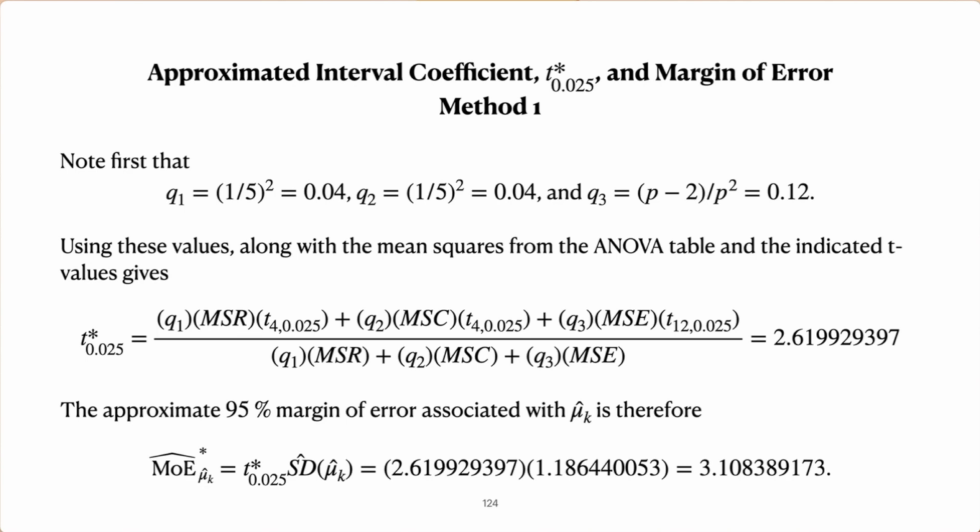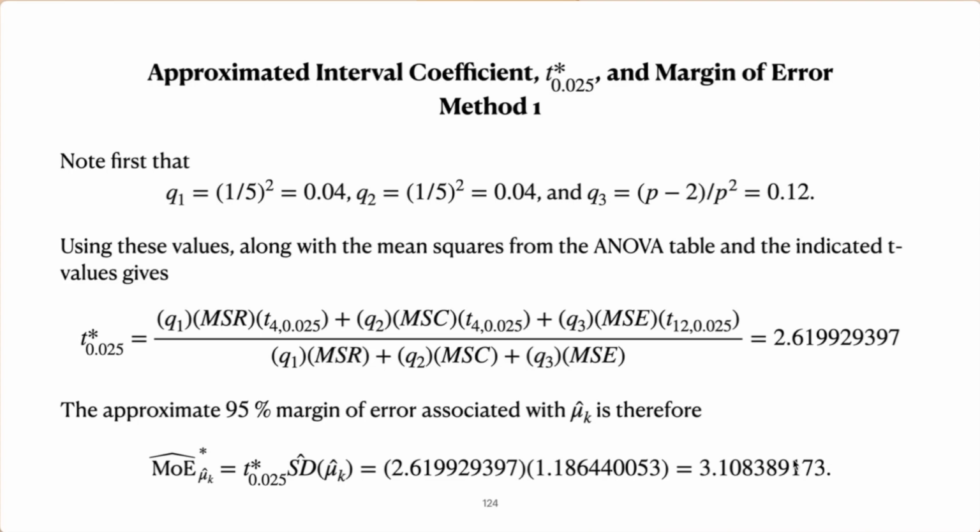Now, in order to construct the confidence intervals, we need an interval coefficient. And because this is not a contrast, the interval coefficients have to be approximated. The number of degrees of freedom associated with the interval coefficient is unknown, and so it has to be estimated. And so remember that there are two approximation methods that we are using to obtain approximations to the interval coefficient. This is the first method, method 1, or approximation 1. And we saw the formulas in the section on estimation. I'll refer you back to that note.